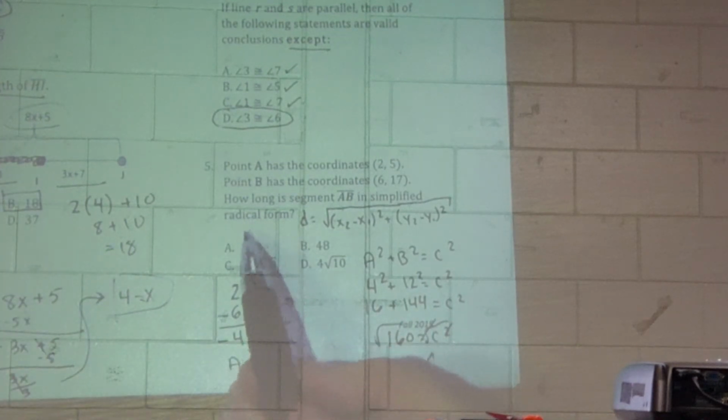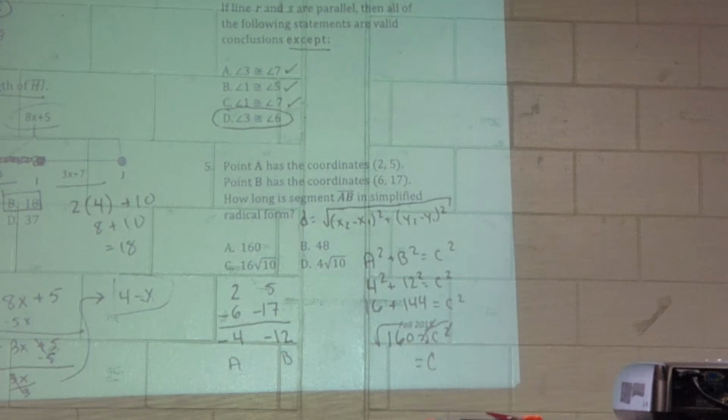Now it did say put it in radical form, and that can be a little bit hard to remember. Essentially, we're looking for two things that multiply to make 160, where one of them is a perfect square. Some of you might be like, Mr. Knock, I don't know how to do that. Well, here's a good trick you could use.